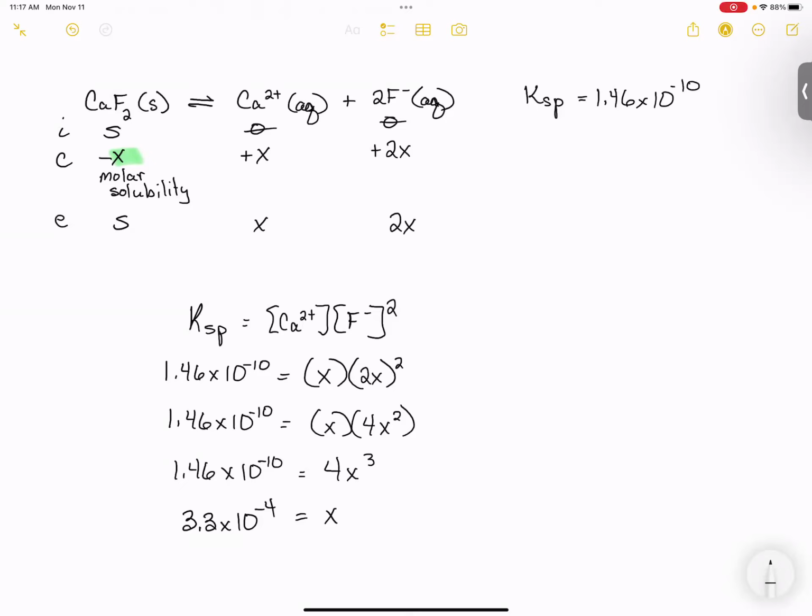The second one, I see students all the time skip the next step, which is writing their equilibrium expression. Take the few seconds it takes to write that equilibrium expression. When you write the equilibrium expression, it is going to be the KSP is equal to the calcium times the fluoride squared. Again, you have to take into account that stoichiometry.